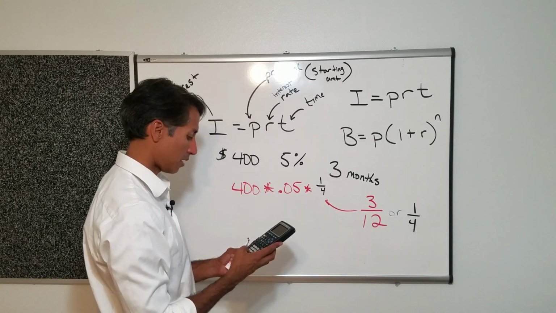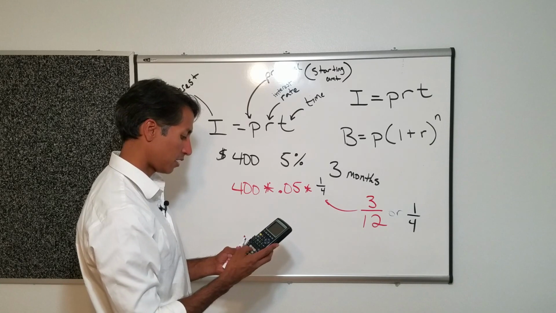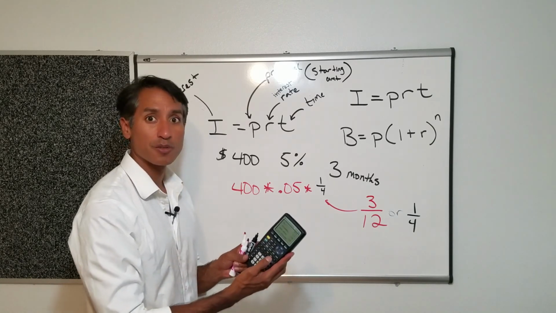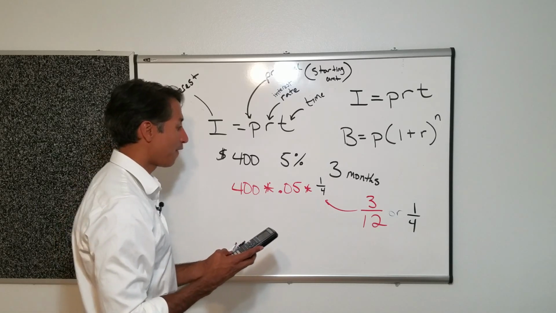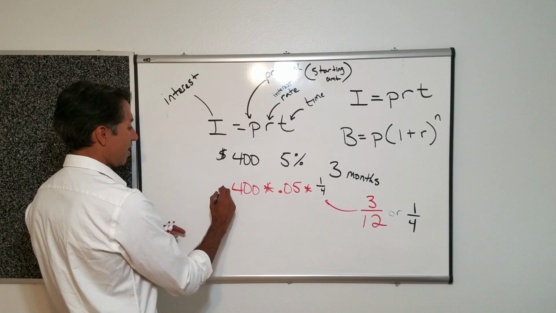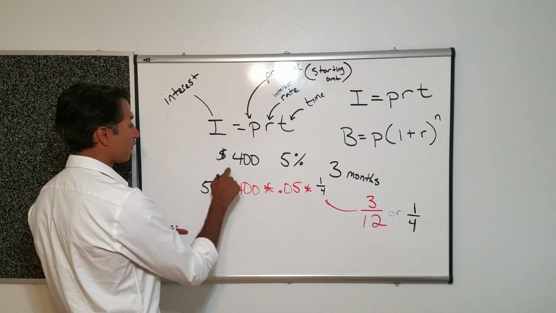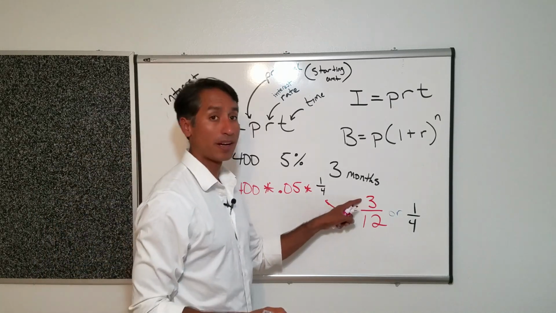So I have my 0.25 times 0.05 times 400. Gives me 5. Okay, so after all that work, I end up with 5, right? Well, that's the amount of dollars that I would earn in 3 months.